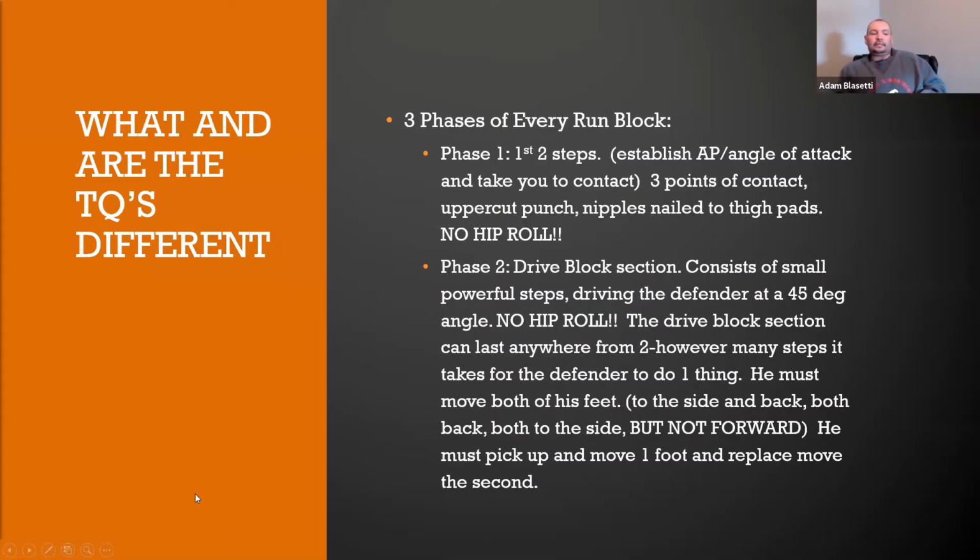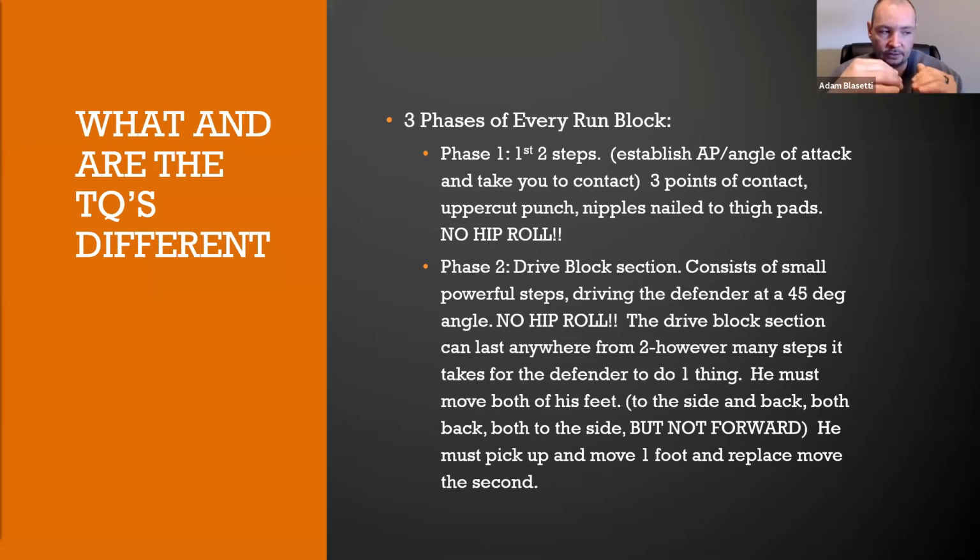Okay, so when we are teaching run blocking, and this doesn't matter whether it's a man scheme or what kind of zone scheme, there are 3 phases to every run block. Our first phase is our first 2 steps into contact. What that does is establish our aiming point and angle of attack on our defender, and it takes you into contact. As we like to say, it's 3 points of contact with an uppercut punch.